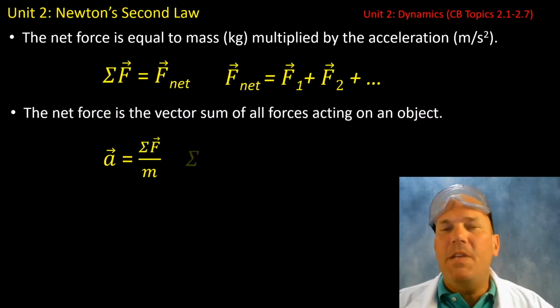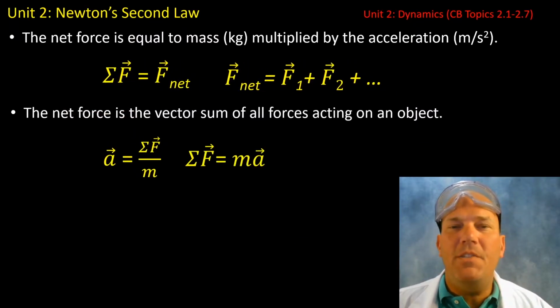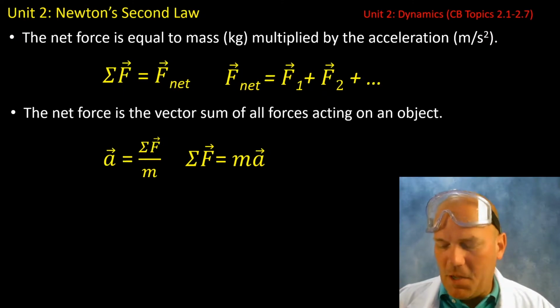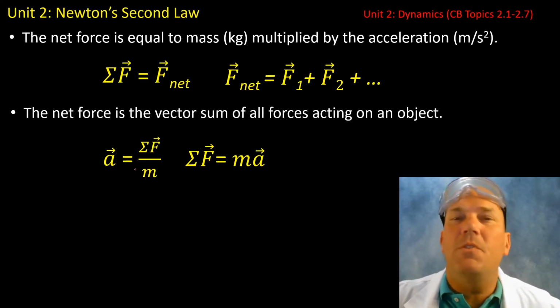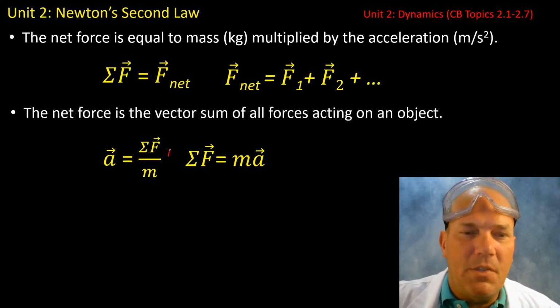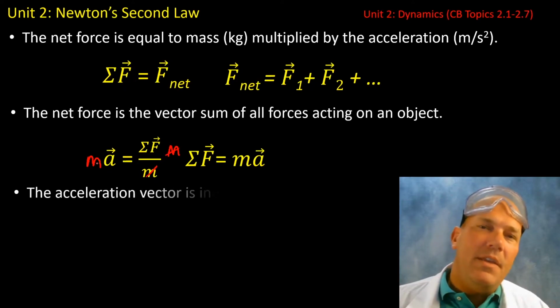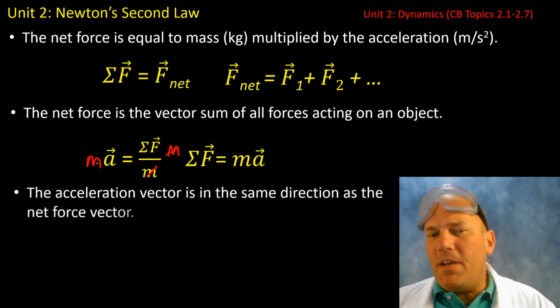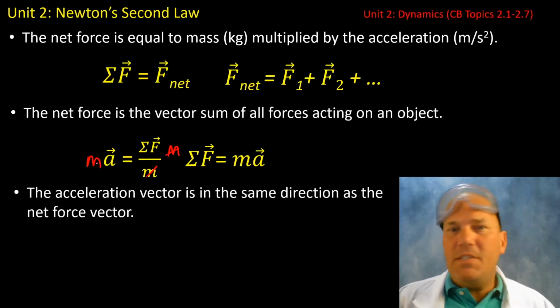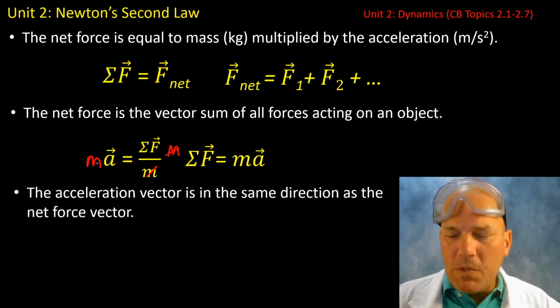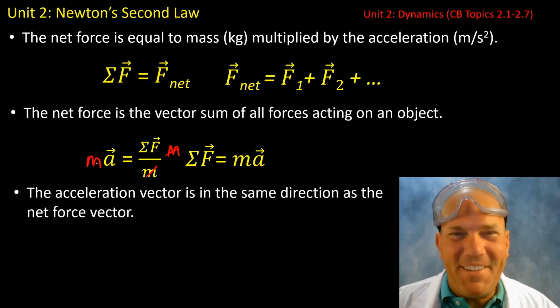Now, if we take this equation and rearrange it, we get Newton's second law. The sum of the forces equals mass times the acceleration. So all I've done here is multiplied both sides by mass, and there you have it. The acceleration is a vector, and it is in the same direction as force, which is also a vector.